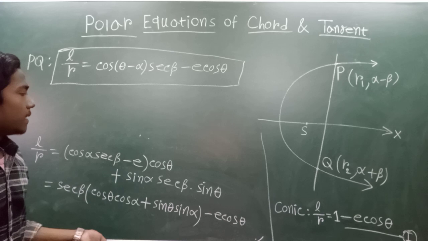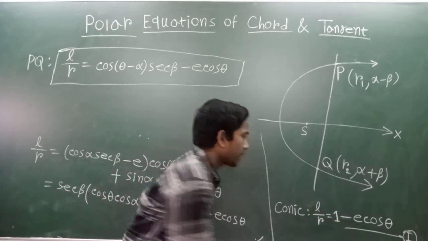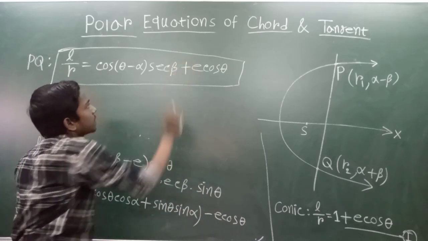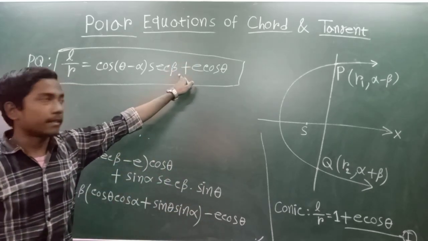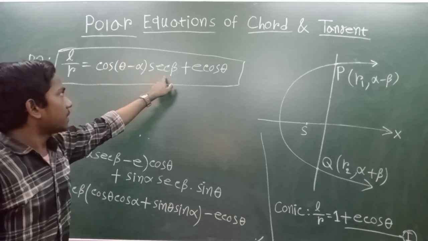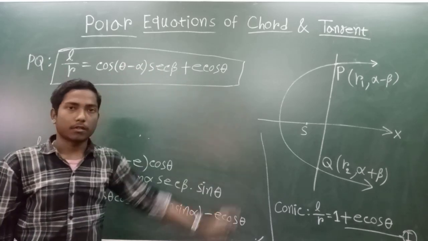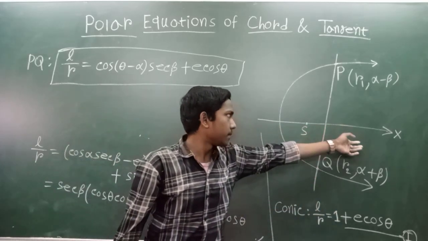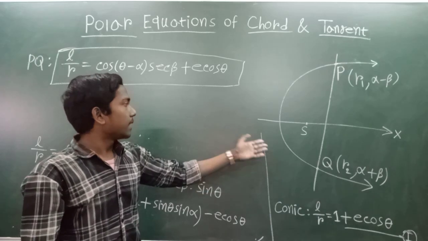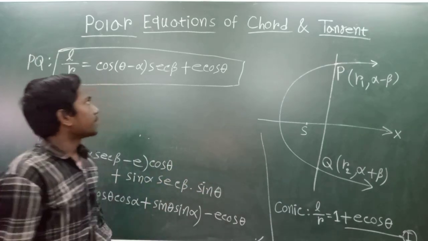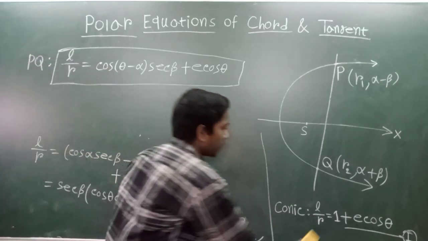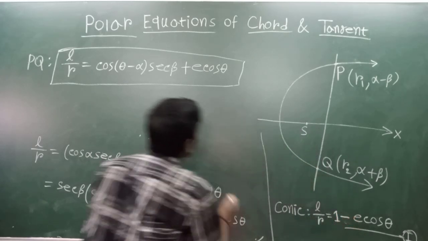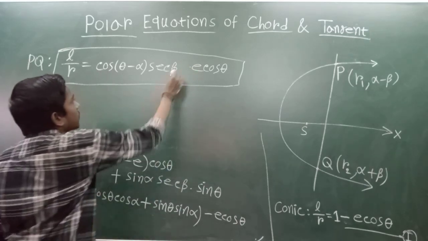Now one more thing: if the equation of the conic is given as 1 plus E cos theta, then we will just make a little change in this sign. We will write cos(theta minus alpha) into sec beta plus E cos theta. This is the equation of a conic where the initial line is taken in the left direction. So you have to remember both these cases. For now, we have just derived the equation of the conic and the equation of the chord.